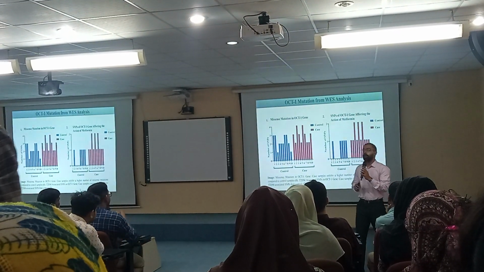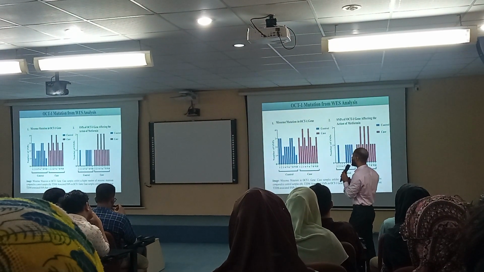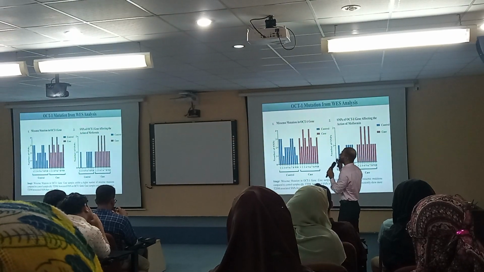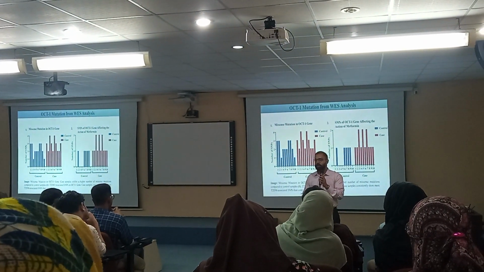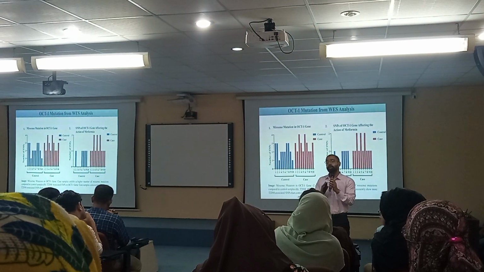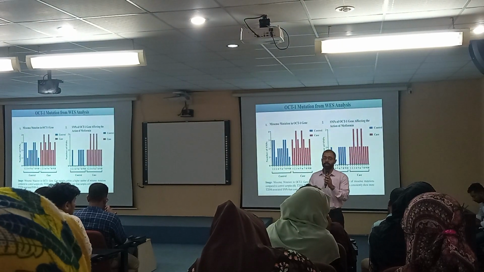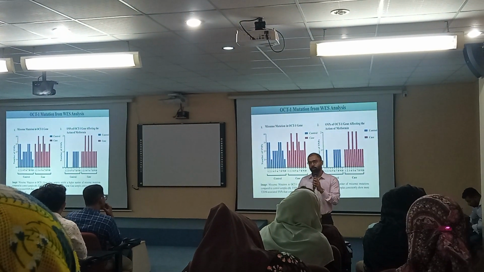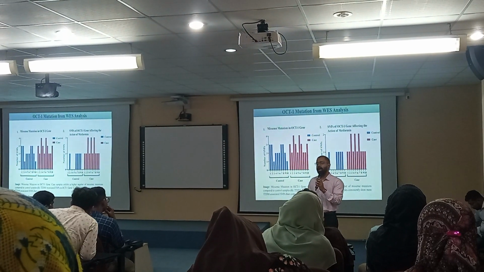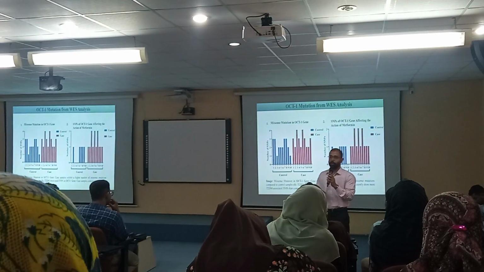So, from the WES result, we screened for the missense mutations that are present in the OCT1 gene. We found more than 3 missense mutations present in the OCT1 gene, and the rate is higher in the diabetic population compared to the non-diabetic population.